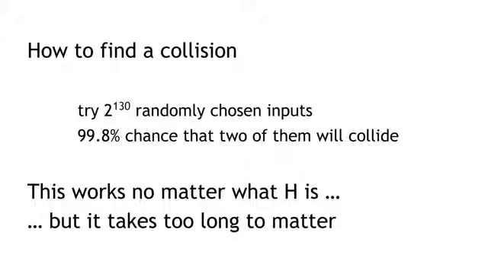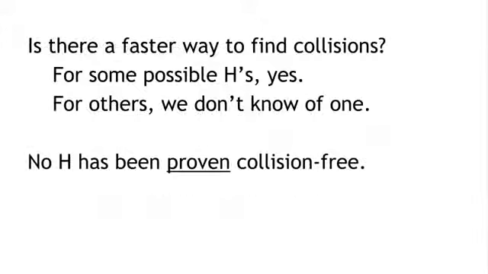The question is, is there some other method that could be used on a particular hash function in order to find a collision? And that's the question that is harder to answer. Is there a faster way to find collisions? Well, for some possible values of hash functions, of course there are. For example, if our hash function were to simply take the input modulo 2 to the 256, that is, it just selected the last 256 bits of the input, then we would know an easy way to find a collision. One collision would be the values 3 and 3 plus 2 to the 256.